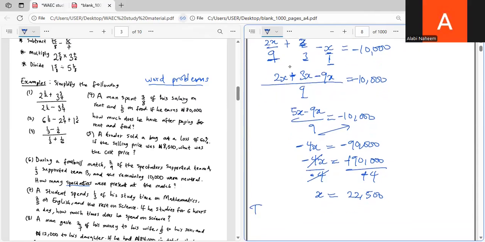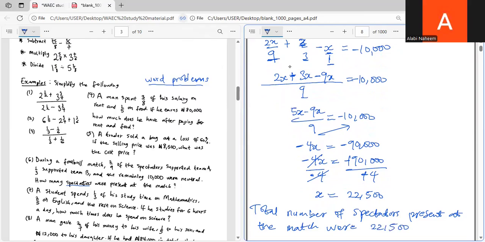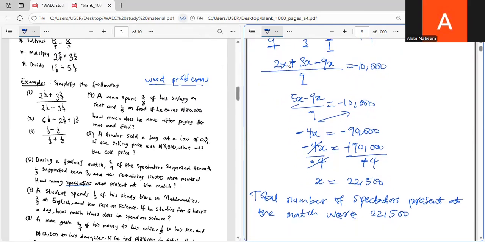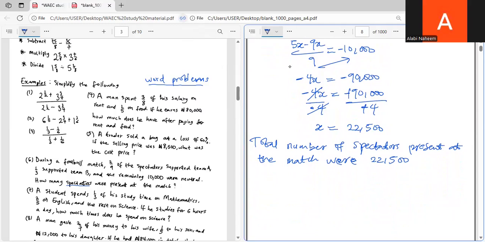So that means the total number of spectators present at the match was 22,500. So you can see how we've been able to convert the word problem to fractions, and we're able to solve the fraction with the knowledge we have on fractions.